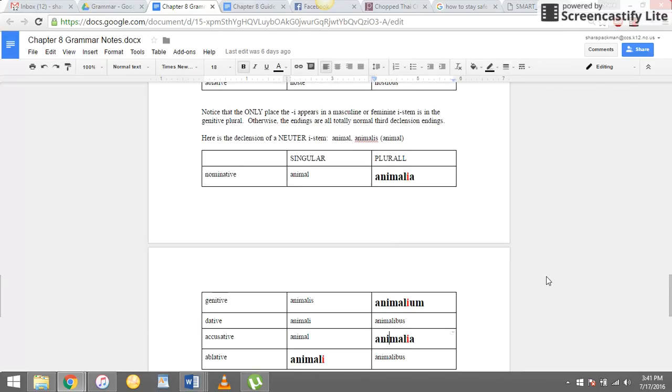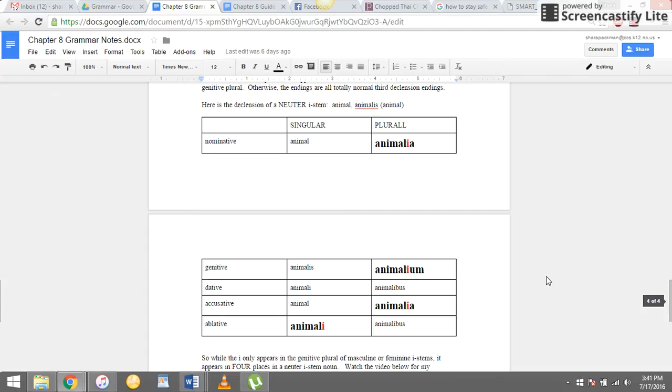So let's look at a neuter noun. Let's look at animal. They appear in the ablative singular ending. Remember, normally in third declension, that's an E. They appear in the nominative and accusative plural with an IA instead of just an A like neuter nouns normally do, and the same genitive plural that the masculine and feminines have too.